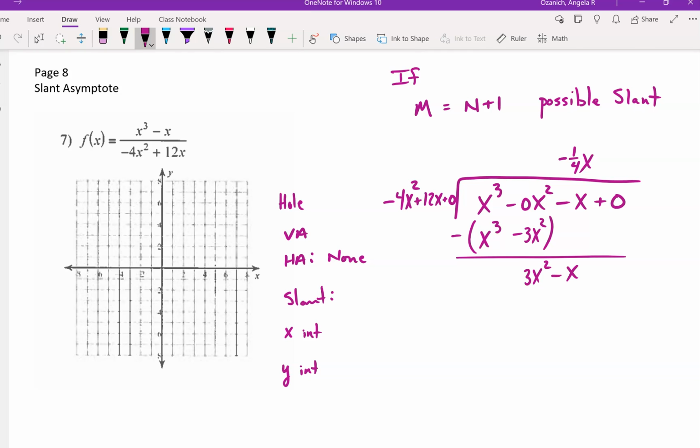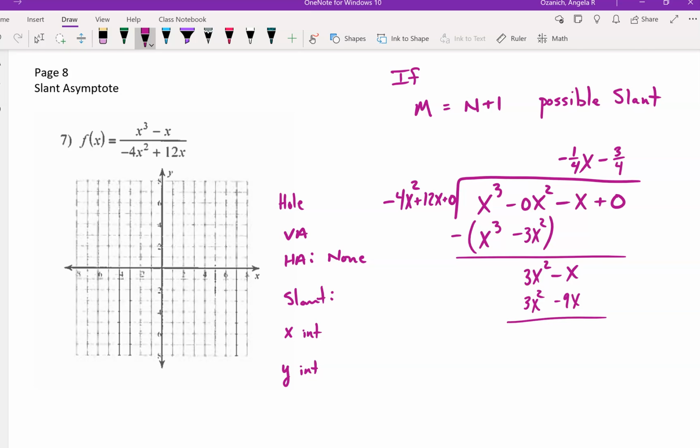I'll bring down my minus x, and then you ask yourself again, what would I multiply negative 4x squared by to make it a positive 3x squared? Okay, you have to get a little creative with this. Think about that. What might that be? It's going to be a negative 3/4, because if I multiply a negative times a negative, I get my positive 3x squared. Negative 3/4 times my plus 12x is going to be minus 9x.